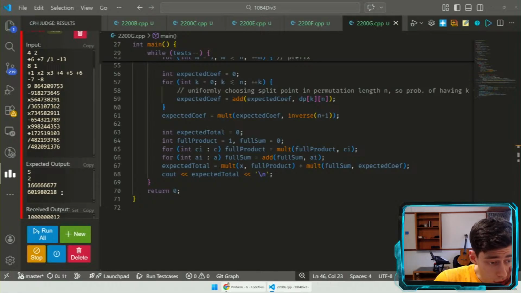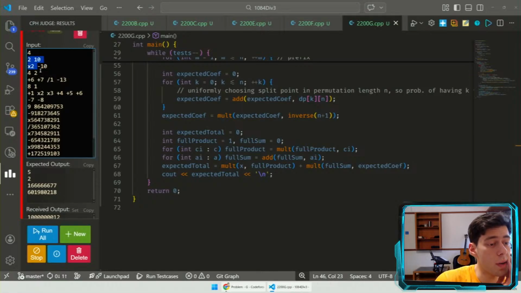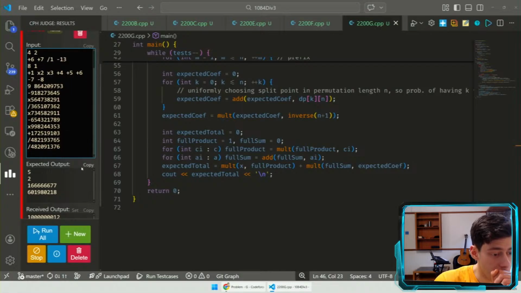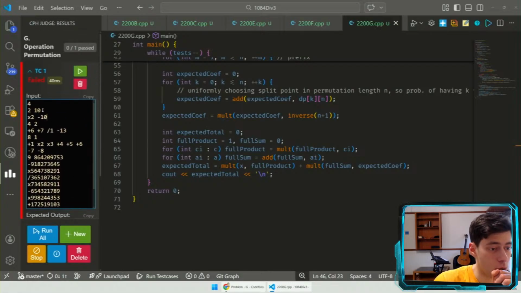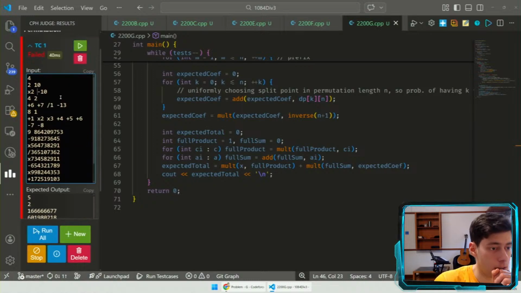Okay, let's break down one of these examples. Oh, wait, I was looking at the wrong sample. It's not this, it's this. So times 2 minus 10. Okay, sure. So we start with 10, we've got a minus 10 and a times 2. The result is either 10 if it's this way around or 0 if it's the other way around. So the expected result is 5.